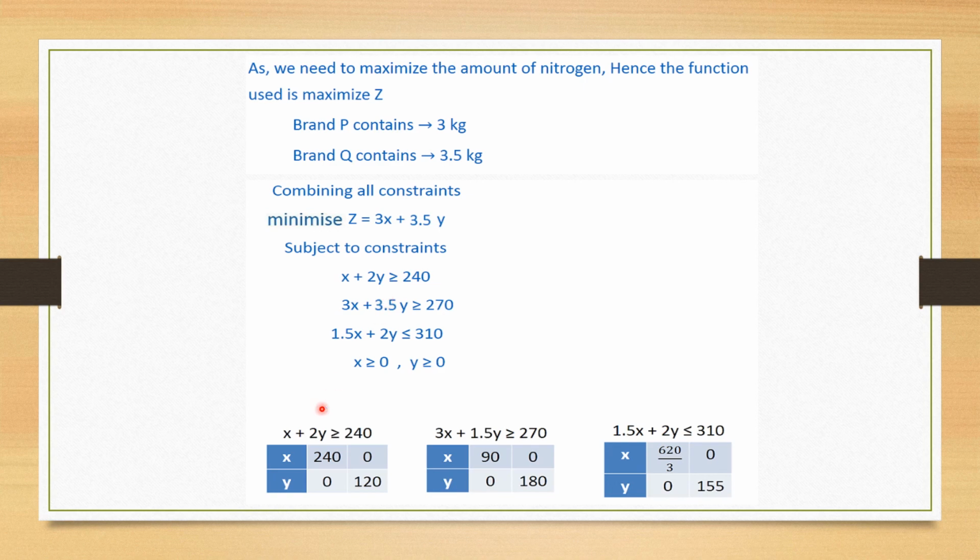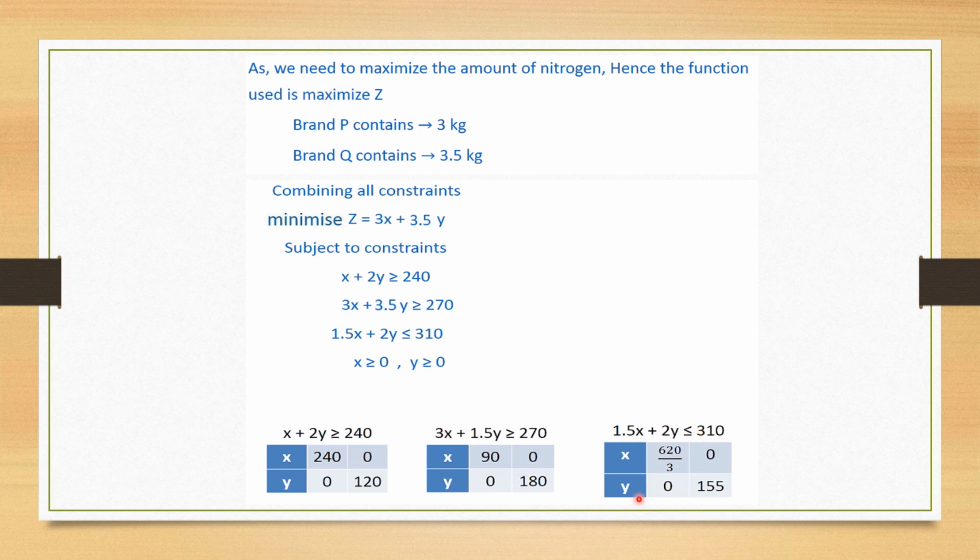The corresponding equation for the first is x plus 2y equal to 240. When y is 0, x is 240; when x is 0, y is 120. Checking the origin, 0 greater than or equal to 240 is false, so the origin is not satisfied and shading will be away from the origin. For this, 3x plus 1.5y equal to 270: y 0, x 90; x 0, y 180. Again 0 greater than or equal to 270, origin not satisfied, shading will be away from the origin. For the third one, 1.5x plus 2y less than or equal to 310, 0 less than or equal to 310, origin is satisfied, so shading will be towards the origin.